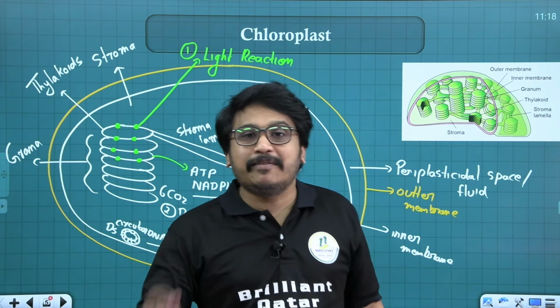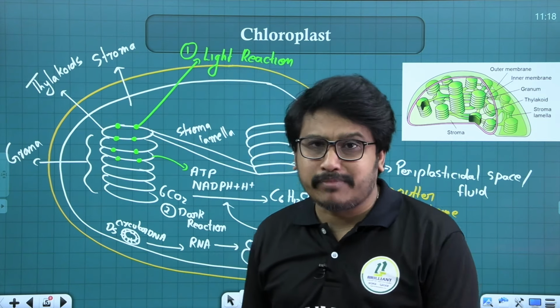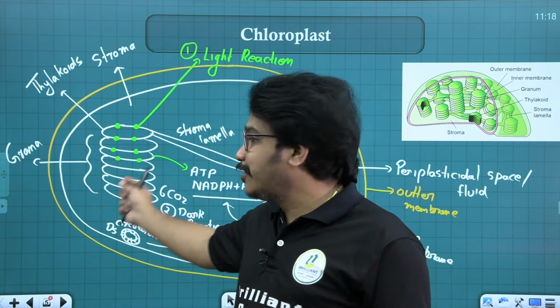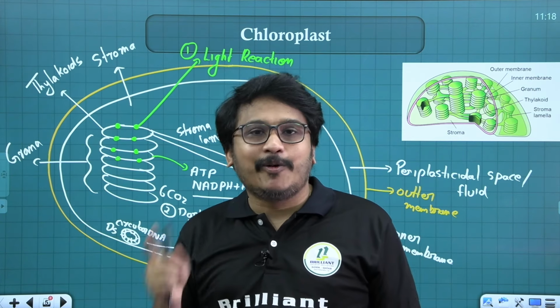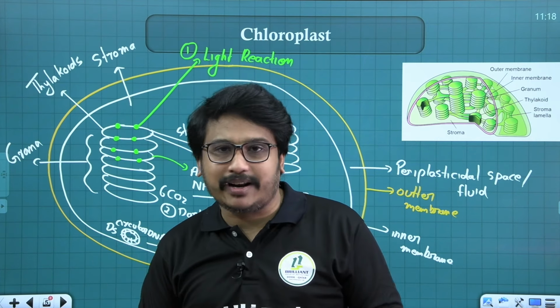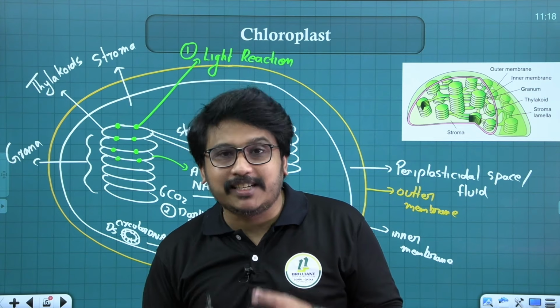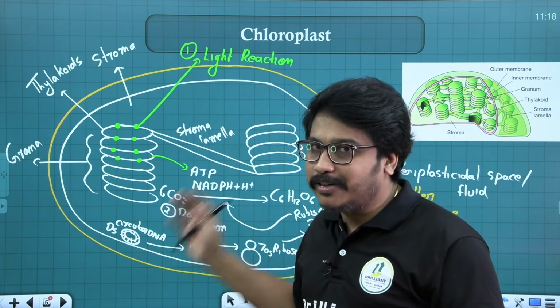Then one more question. Which is the third membrane system of chloroplast? Answer, thylakoid membrane. I have already discussed two membranes, outer membrane and inner membrane. Other than that, one more membrane is in the chloroplast, that is thylakoid membrane. So thylakoid membrane is considered the third membrane system of chloroplast. Hope you got this much.